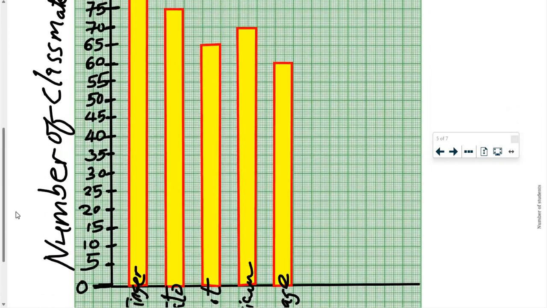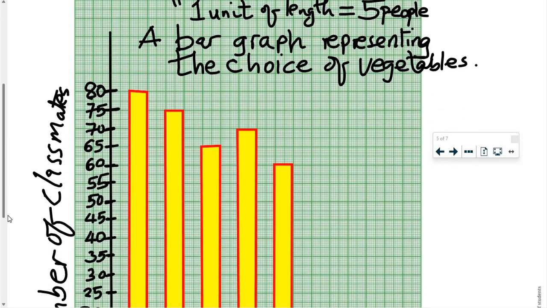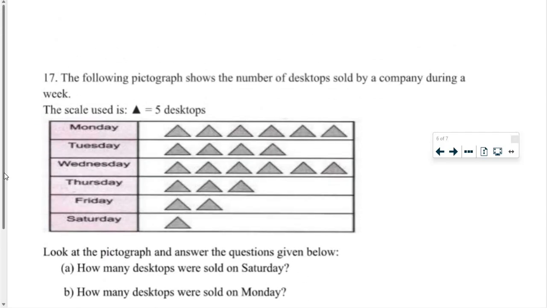So this is where we ended on the question talking about a bar graph, and this is how we draw the bar graph. Now moving to the next question, we have question number 17. Question number 17 says that the following pictograph shows the number of desktops sold by a company during a week. The scale used is a triangle symbol which represents 5 desktops.